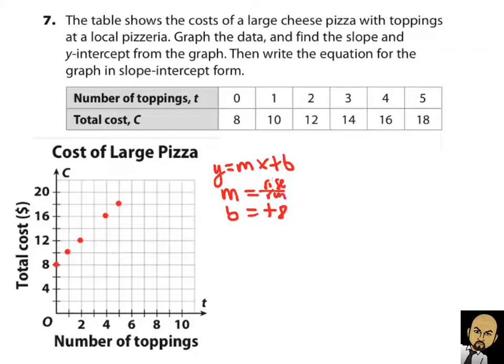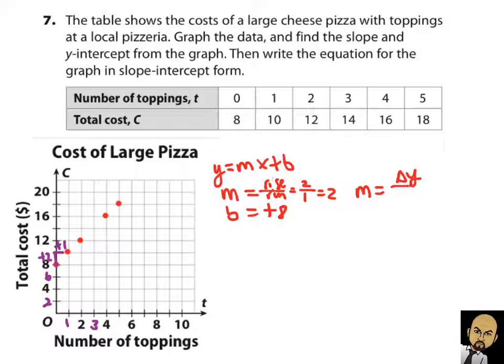Now, to figure out the slope, we can figure out the slope from the graph using rise over run. So our rise is going to be 2, because each increment on the y-axis, which is the total cost in this case, is by 2. So our rise is going to be 2. Our run, well, if you look at the number of toppings, the t-axis, which is our x-axis, it goes by 1. So our run is going to be positive 1, and that gives us a slope of 2.